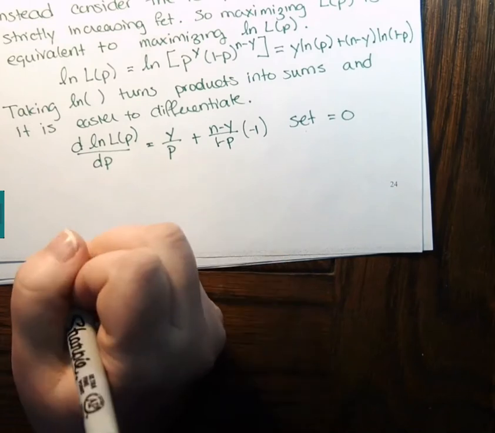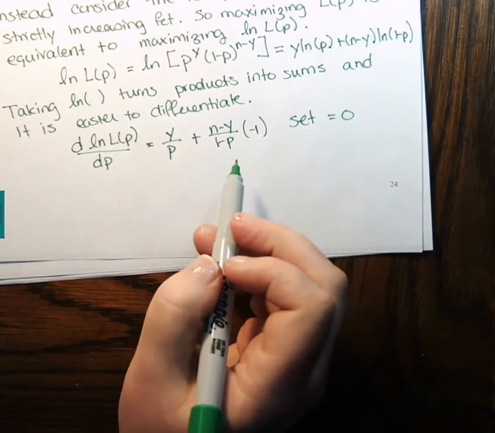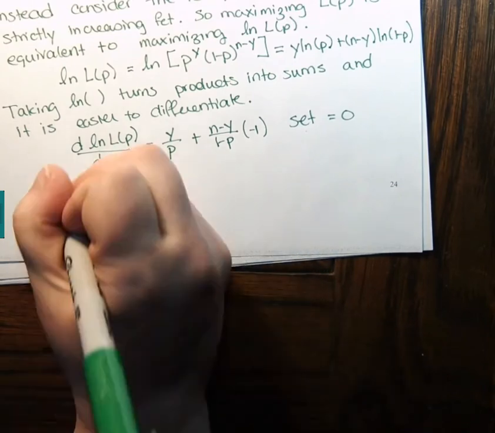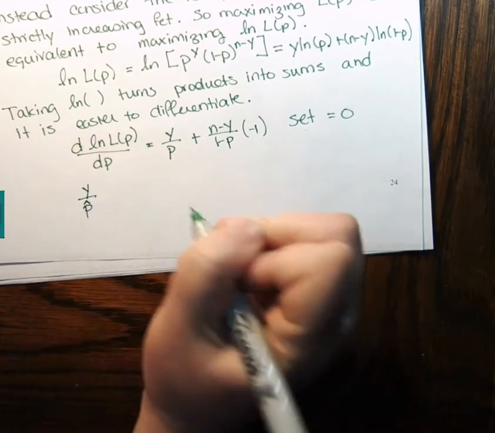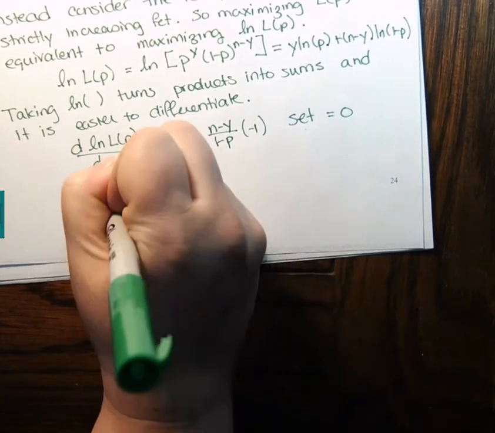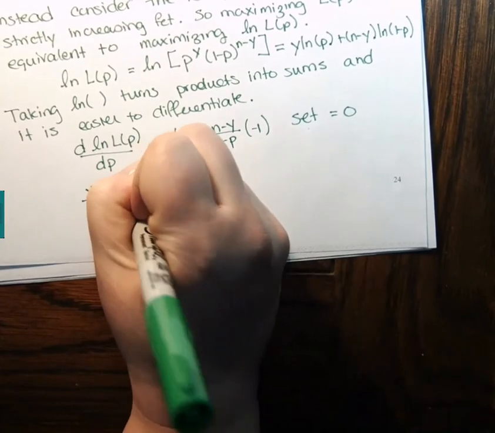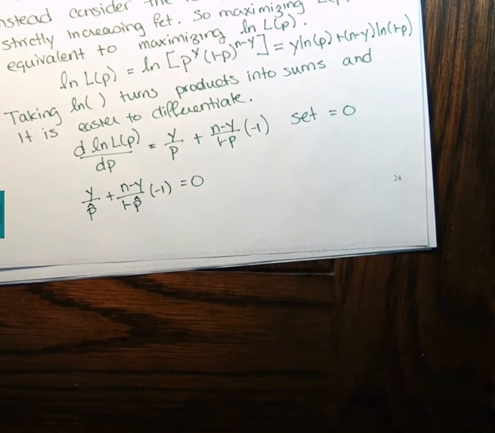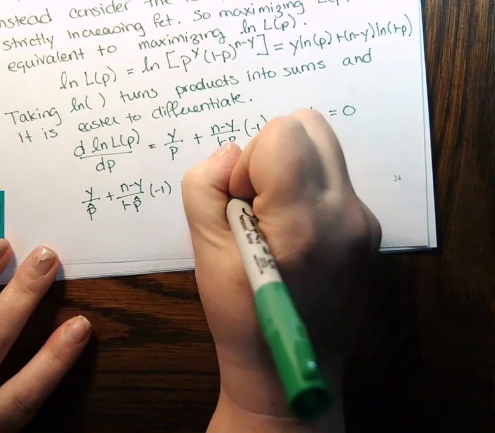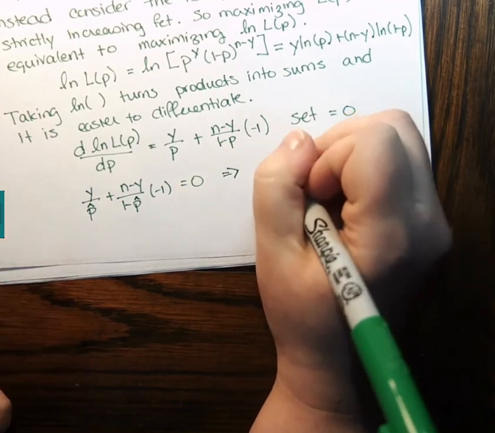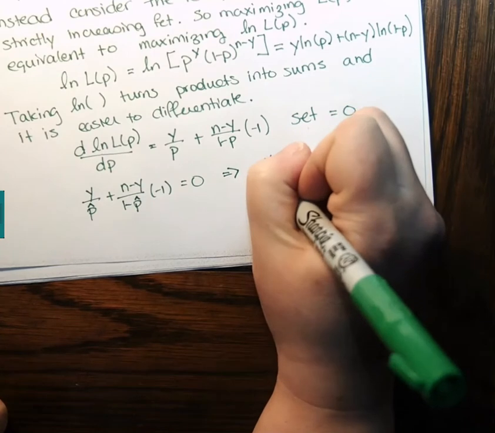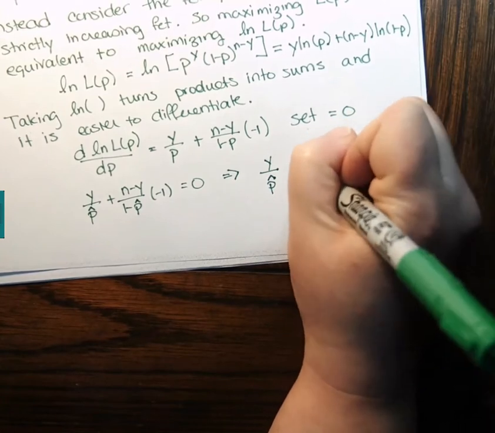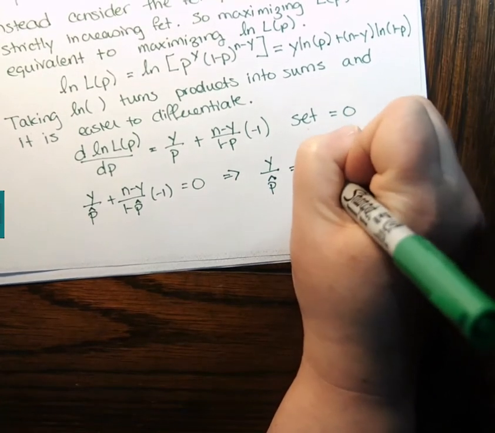All right, so if we do this, since I'm setting this equal to 0, I'm going to replace my p's now with p hats. So I've got y divided by p hat plus n minus y divided by 1 minus p hat times negative 1 is equal to 0. Again, because I'm setting it equal to 0, I'm now going to call it p hat. Well, this suggests that y divided by p hat is equal to n minus y divided by 1 minus p hat.